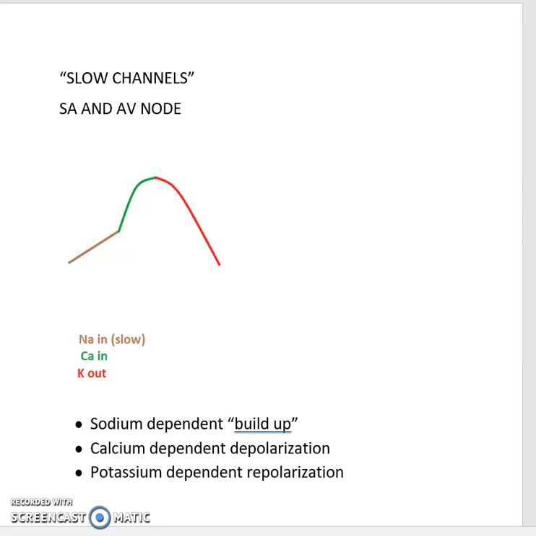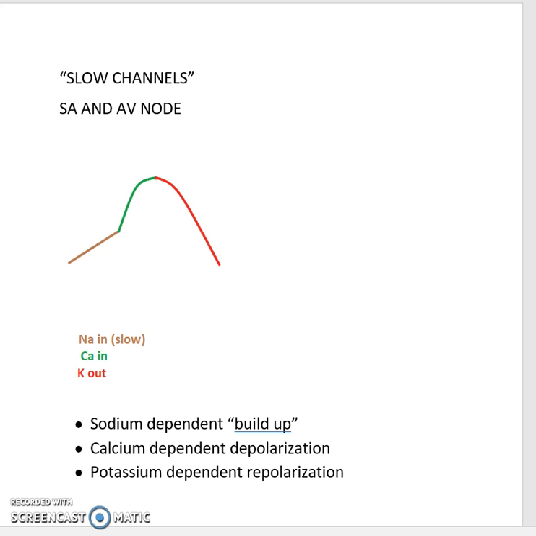To understand the antidysrhythmic medications better, the best course of action is to expand our understanding of the cardiac conduction system slightly, but this will actually make it easier to understand. So to start, I'm going to go into slow channels and fast channels. Slow channels are the SA and the AV node.